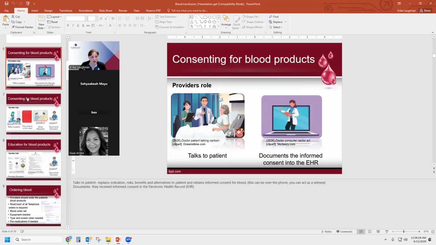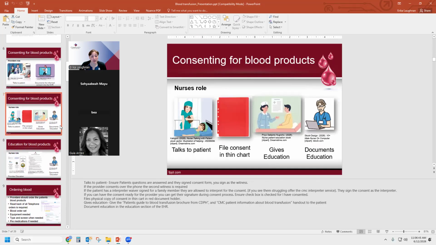Consenting blood products. Remember that this is the physician who talks to the patient and gets the consent. The consent is good for the admission. It's documented in the electronic health record. They will have the paper consent still, because we're still on paper consent, so that paper consent should be signed. And then consenting for blood products, the nurse's role.